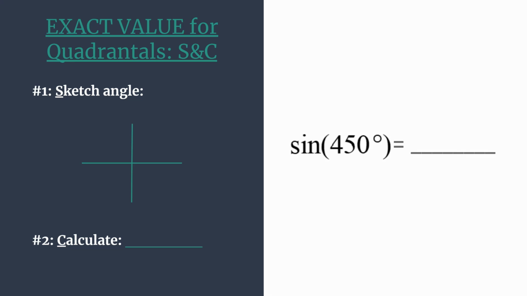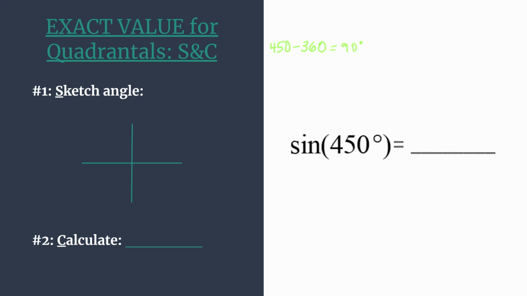450 degrees, that's the angle we need to sketch. You should notice that it is more than 360 degrees, so that's going to be more than one rotation. And since it's a positive angle, we know we're rotating in the counterclockwise direction. In order to sketch this, it's a great idea to find a coterminal angle, and we do that by simply subtracting 360. So we have 450 degrees minus 360 degrees, which of course will give us 90 degrees.